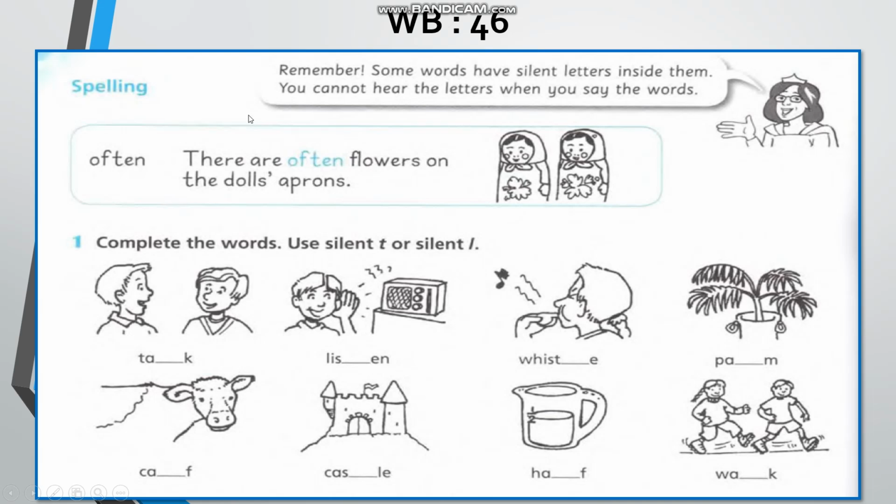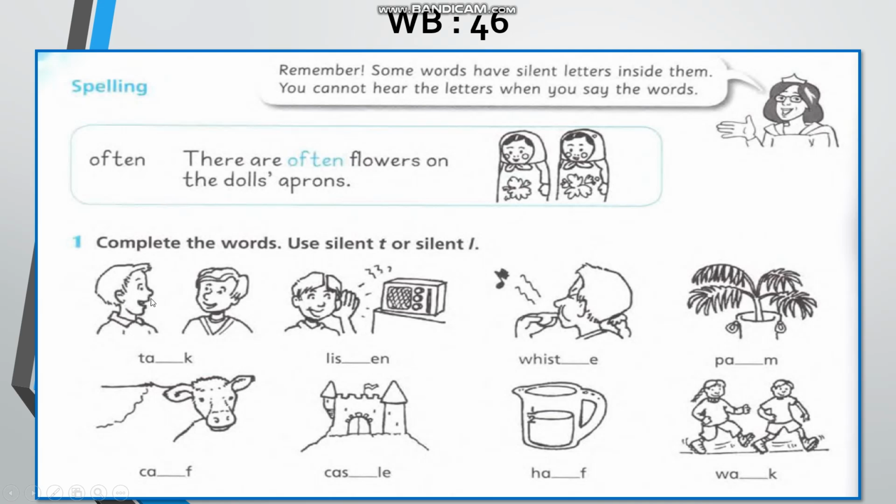Okay, now let's go to the workbook, page 46. Remember that some words have silent letters inside them. You can't hear the letter when you say the words. Let's start with exercise number 1. Complete the words and use the silent T or silent L. Let's start with number 1.